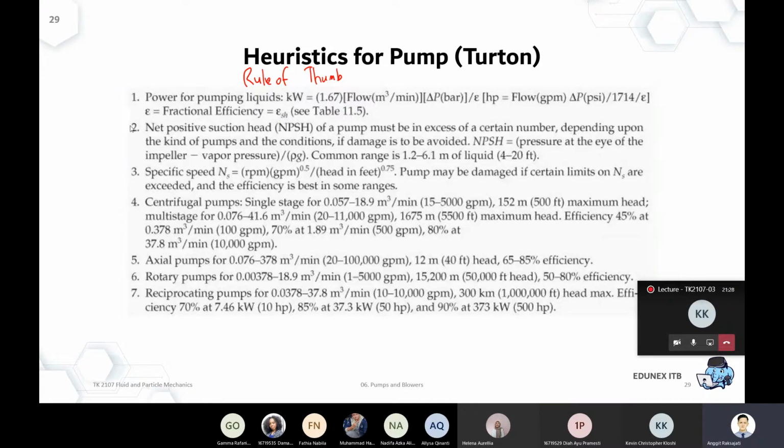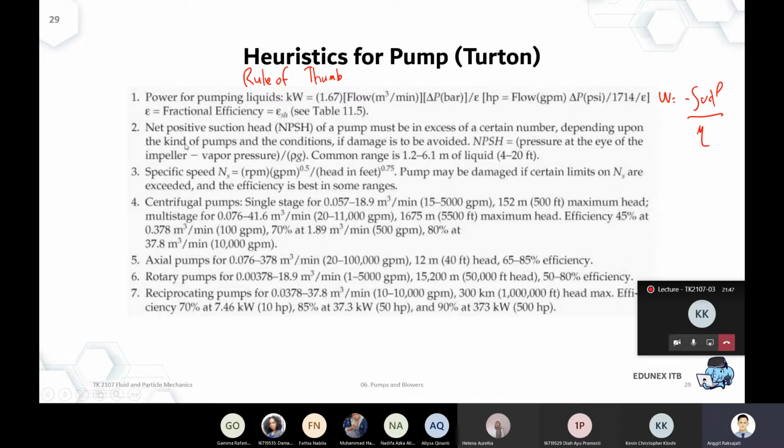And you can see that power for pumping liquid, well, this is just an empirical equation, but I already explained to you that this is coming from work equals V delta P, and then if you want to take into account the efficiency, that efficiency will be at the bottom.